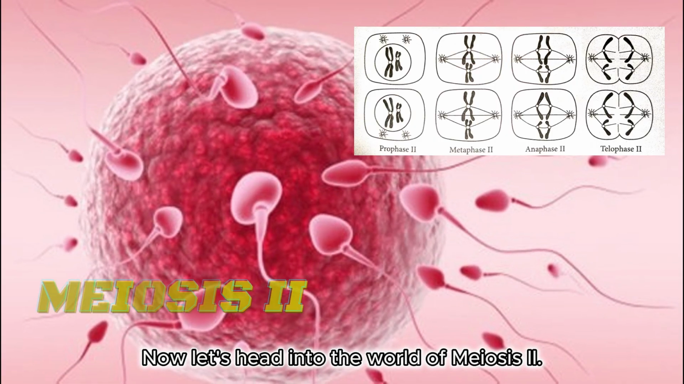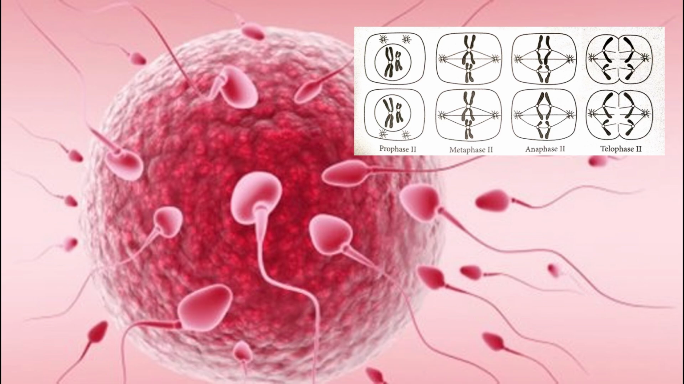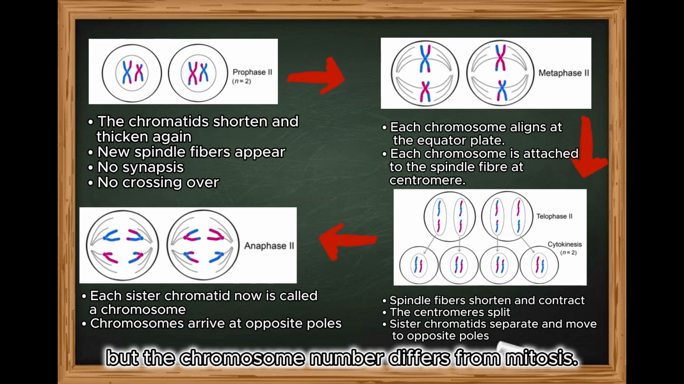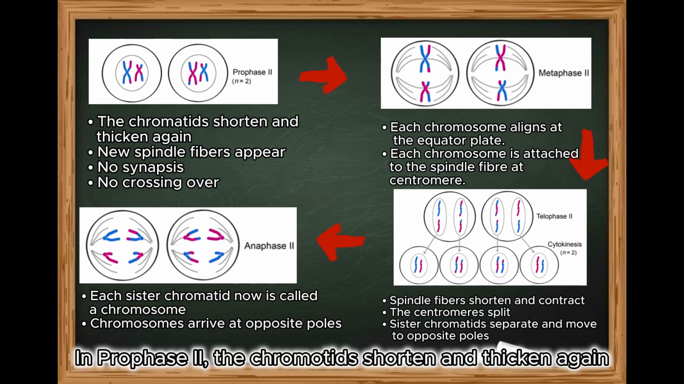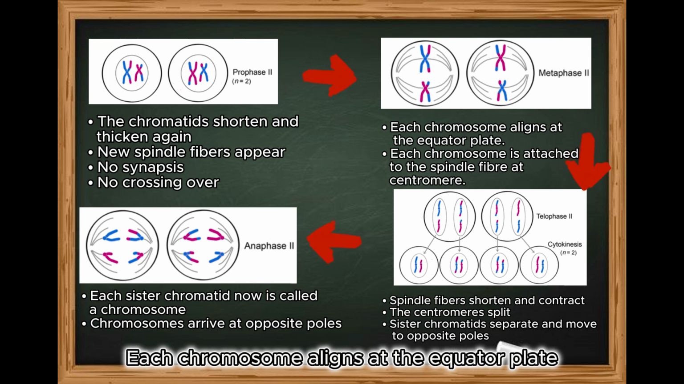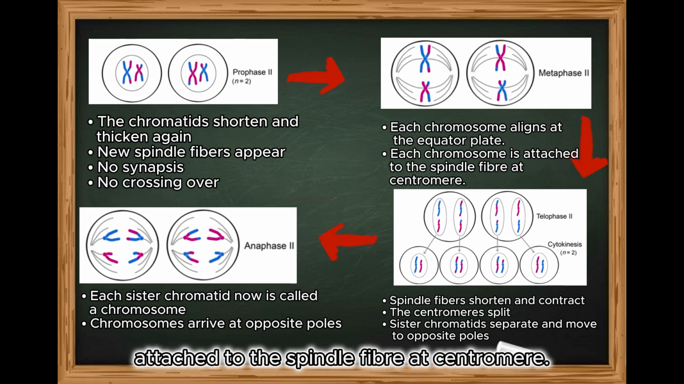Now let's head into the world of meiosis II. The process in meiosis II is similar to mitosis, but the chromosome number differs from mitosis. In prophase II, the chromatids shorten and thicken again, and new spindle fibers appear. Each chromosome aligns at the equator plate attached to the spindle fiber at the centromere.